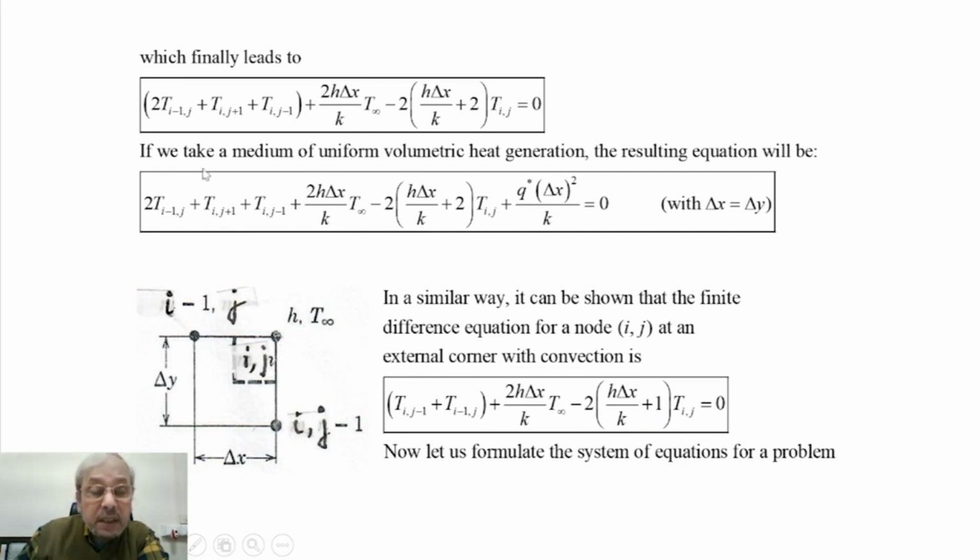Again in the same way, energy will be conducted from this node to this node, this node to this node, and energy will be convected from this side and from this side. So we have to take care of the sign convention and perform the energy balance in a correct way to get the governing equation, with the assumption that we are following delta x equal to delta y.